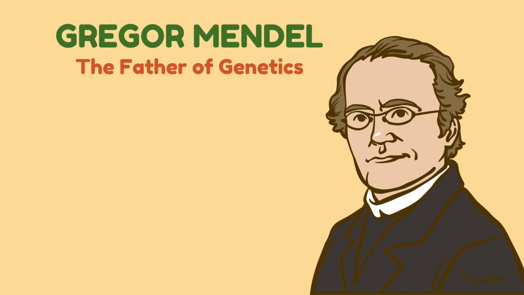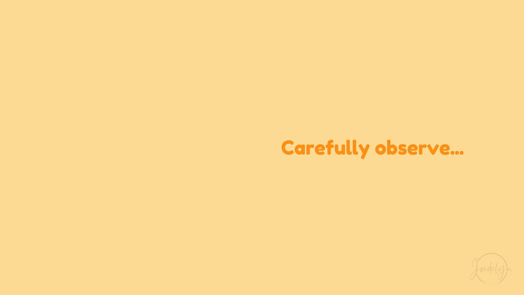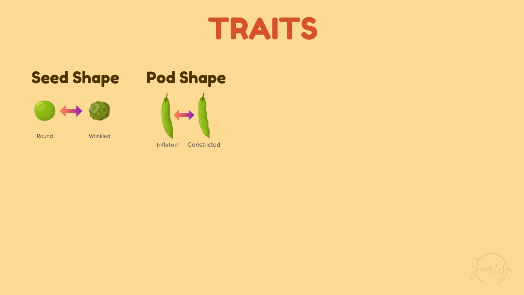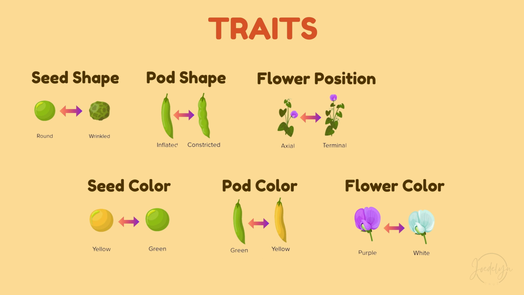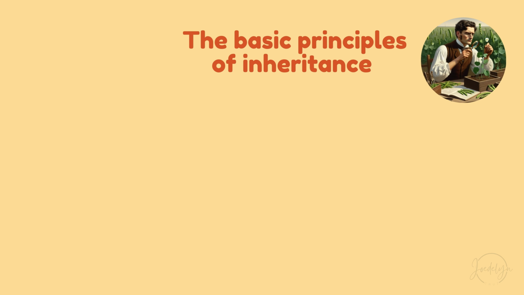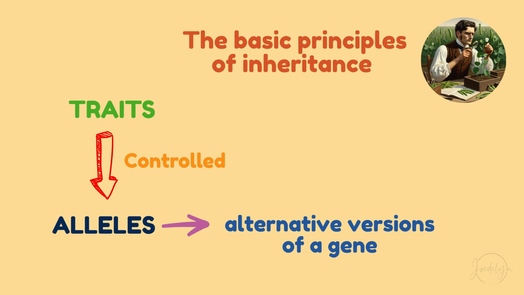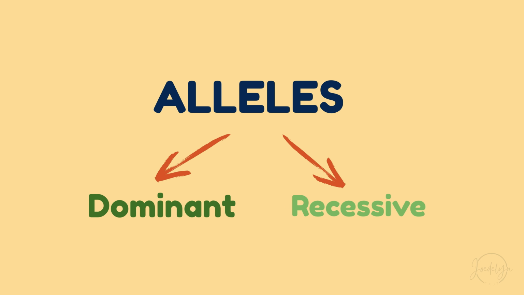Mendelian inheritance is named after Gregor Mendel, the father of modern genetics. By cross-pollinating pea plants with different traits, Mendel carefully observed how characteristics like seed and pod shape, color, flower position, and stem length were passed from one generation to the next. Through these observations, he uncovered the basic principles of inheritance and discovered that traits are controlled by alleles, which are the alternative versions of a gene that can be either dominant or recessive.